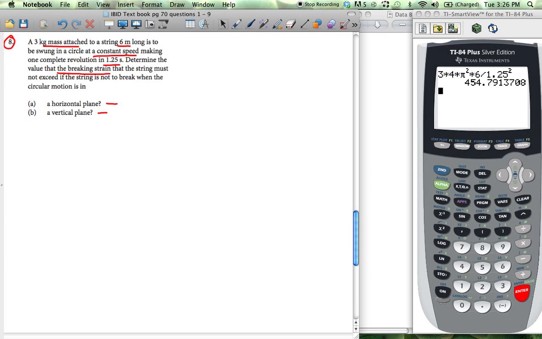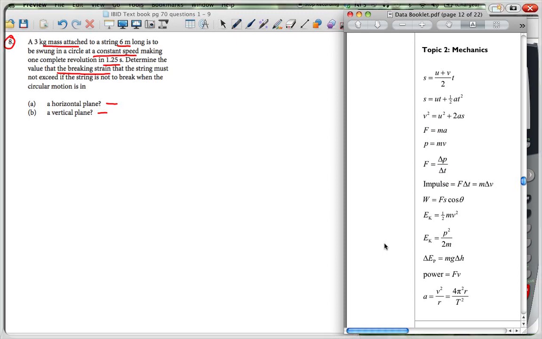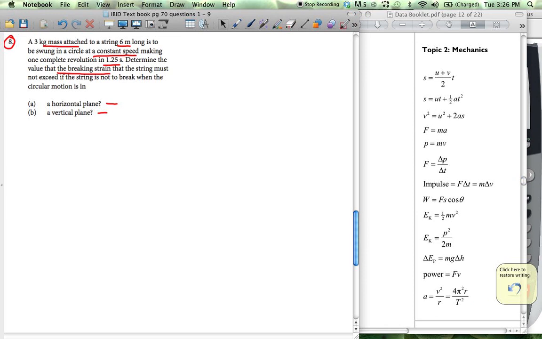Now, firstly, when looking at this, we are going to be using these formulas over here. We're actually given the T. This T here is your 1.25 seconds, and we are given the R, which is 6 meters. So we're going to be using that formula over there. So let's just write that in. We've got our a is equal to 4 pi squared R over T squared.